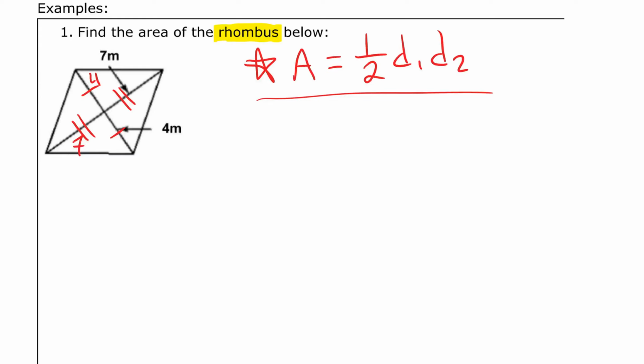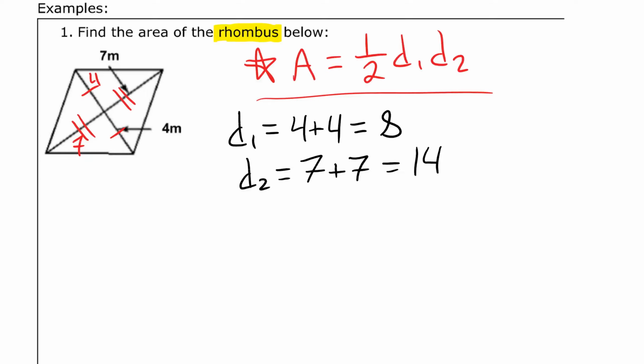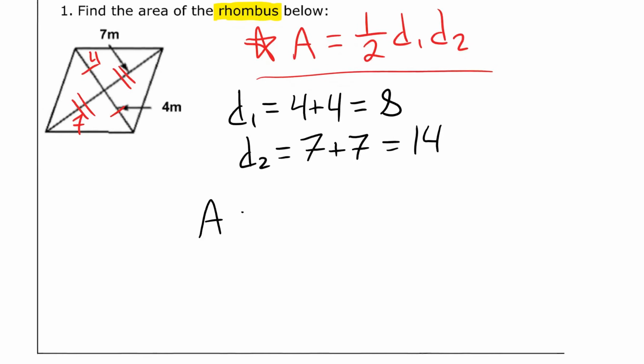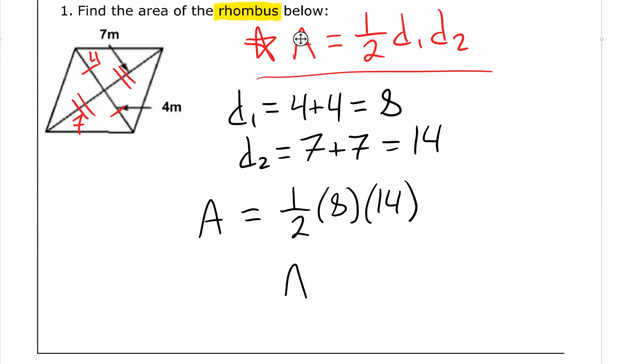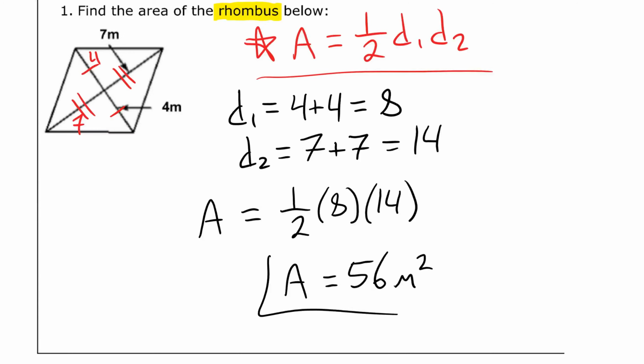So actually, we could say that D1 is 4 plus 4, which is 8. And let's say that D2 is going to be the other diagonal, which is 7 plus 7, which is 14. Okay, all we have to do is plug those into the formula. 1/2 times 8 times 14. And pretty quickly we can do that by just taking 8 times 14 and dividing that whole thing by 2 to get 56. Area is going to be equal to 56. My units are meters, and since it's area, it's meters squared.